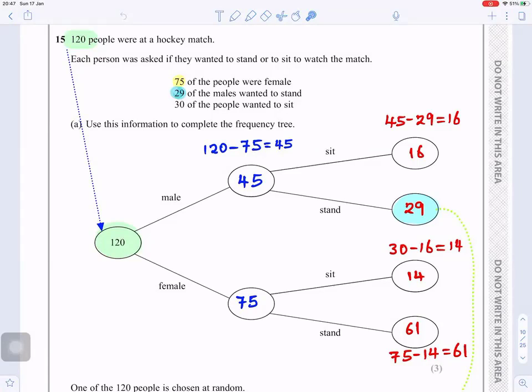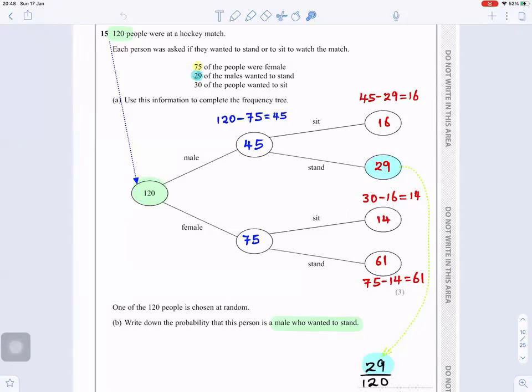On the female side, 75 females altogether. And to stand, there were 61 female. So 75 take away 14, it gives 61. And to sit for females, 30 take away 16 gives you 14, because 30 of the people wanted to sit, and because 16 are males who were sitting, the rest will be female, and then the stand. So that's how you complete that frequency tree.